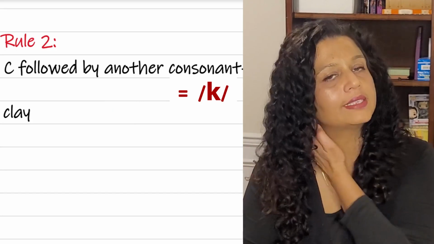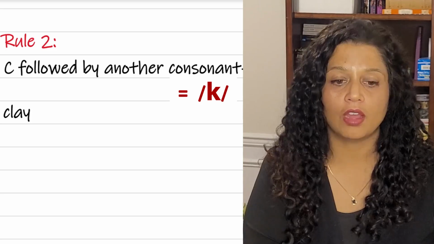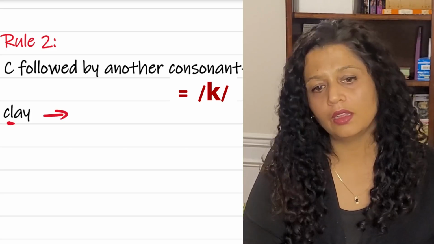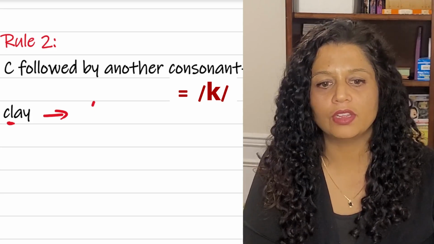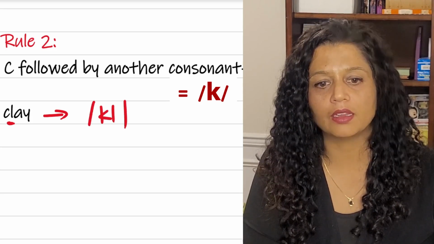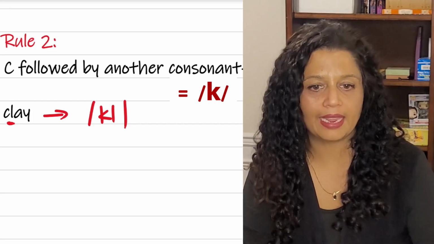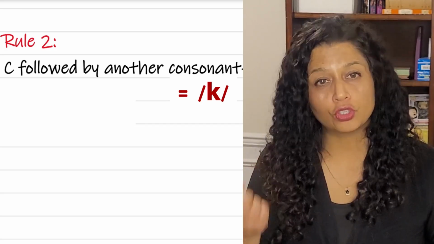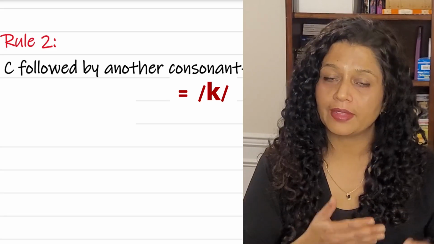Here's another example of a C followed by another consonant. The C here is followed by the consonant L, or the L sound. So it is going to make the K sound, clay. All right, clay.